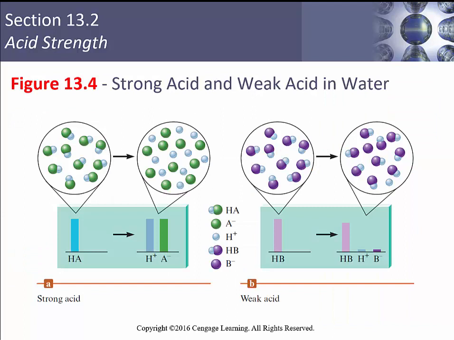So let's take a look at this. If I take something like HA and I let it dissociate for a strong acid, I'm pretty much going to end up with complete dissociation, right? My H's and my Cl's totally separated over here on the left, right?